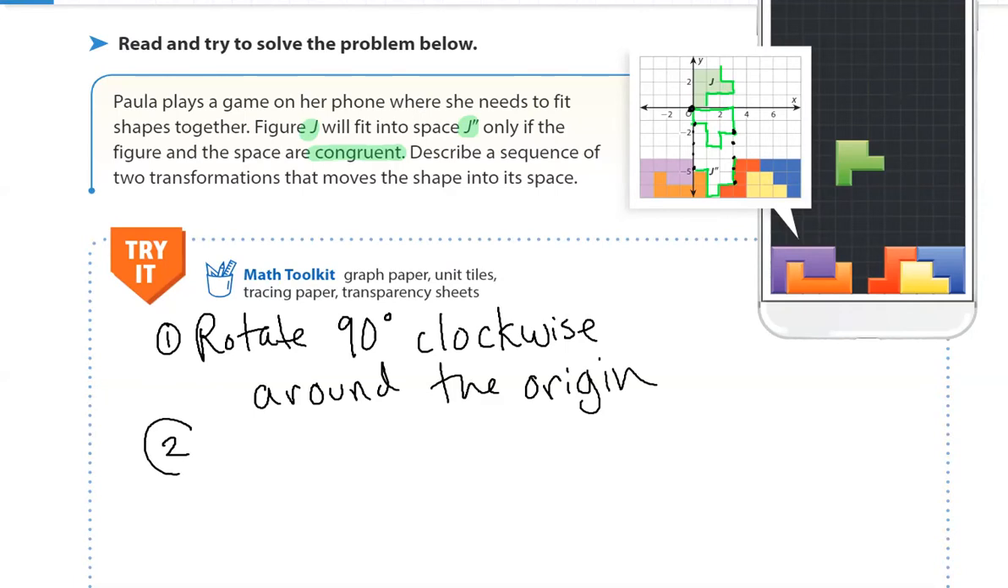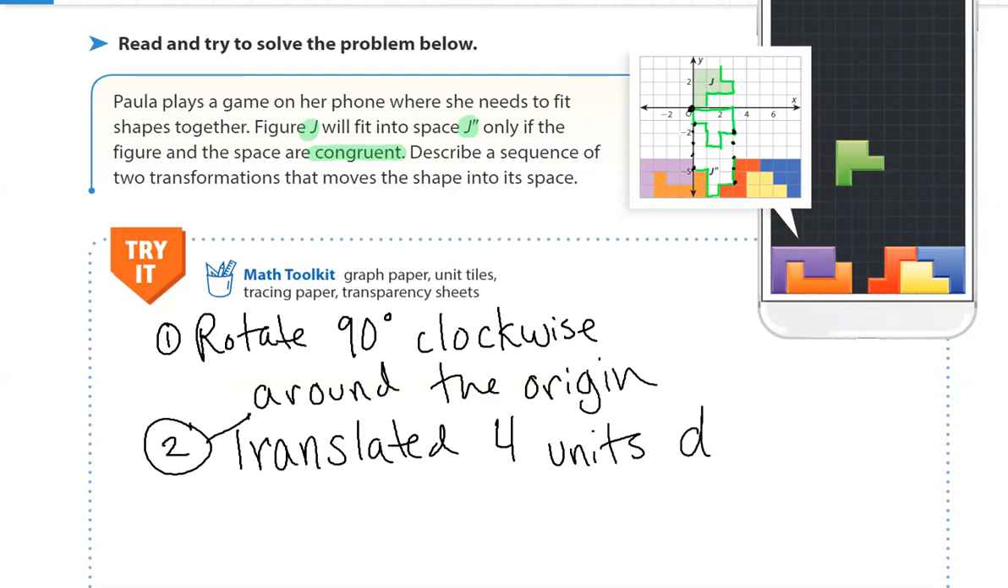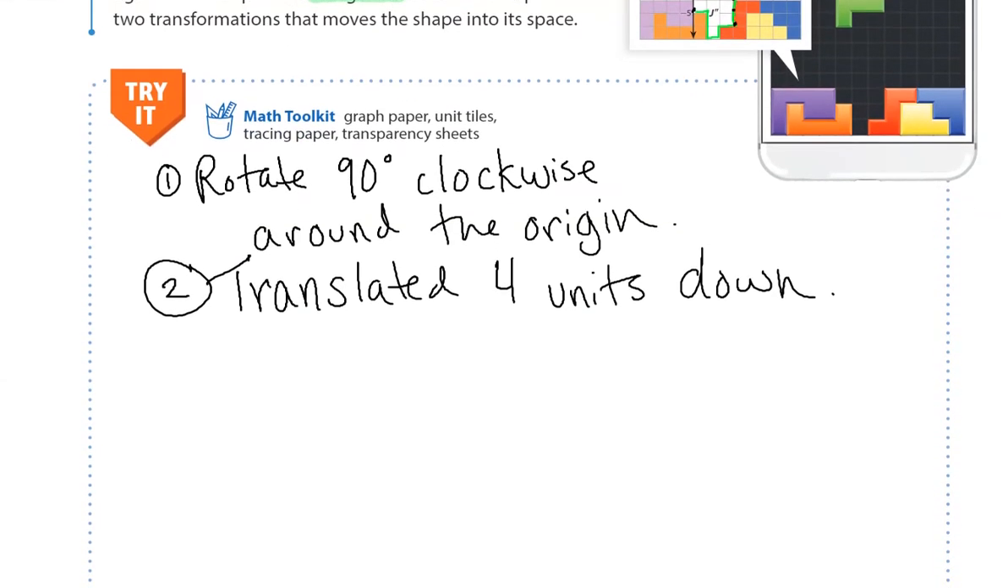And then we translated. That's the other one. I almost said shifted, but that's not the proper word. Translated. How many units did we go? 4? 1, 2, 3, 4. 4 units down. There we go. That's the gist of that.